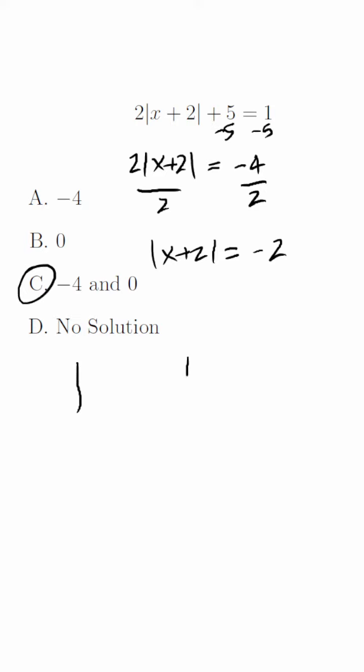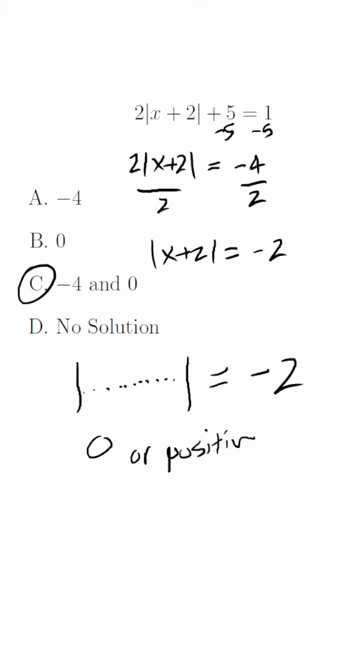Now, one way to think about this is something inside the absolute value becomes -2. And from here, you should realize that it actually doesn't really matter what's inside here. The absolute value of anything will always be either 0 or positive. So there's no way for you to get a number such as -2, right? So when do we split the equation?